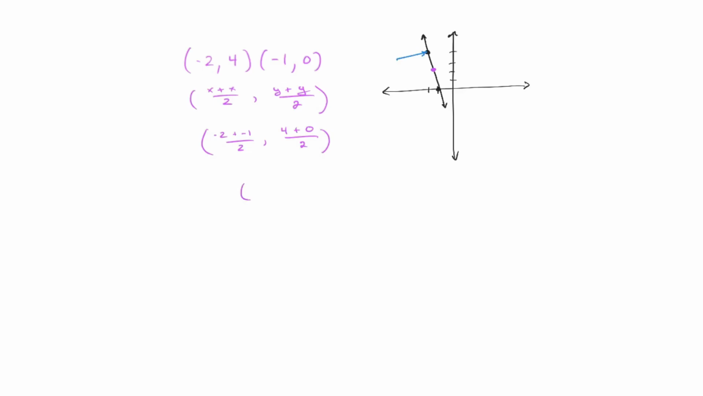Now what we're doing is adding our x's and adding our y's. We're dividing by 2 because there's 2 points, so we're taking an average of those 2 points, and we get negative 1.5 and 2. Now that is your midpoint, right here. That's what we found here.